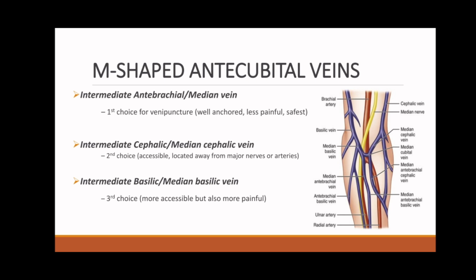The intermediate cephalic vein, also known as median cephalic vein, is the second choice for venipuncture in the M-shaped pattern because it is accessible and is for the most part located away from major nerves or arteries, making it generally safe to puncture. This one is less likely to roll and relatively less painful to puncture. And lastly, the intermediate basilic vein, commonly referred to as the median basilic vein. This one is the third choice, even though it may appear more accessible, because it is more painful and is located near the anterior and posterior branch of the medial cutaneous nerve.